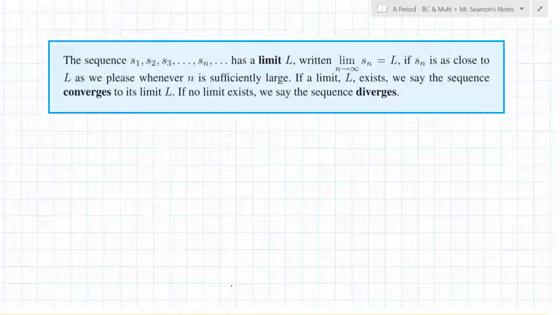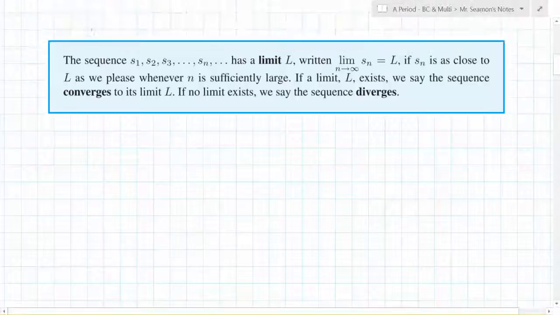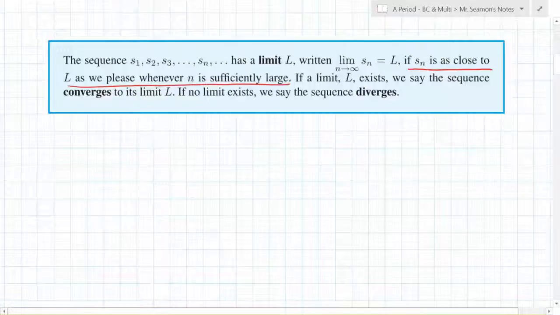The sequence has a limit L written. Can someone read that out loud to me? What does that say right there? Can someone just read this? As n goes to infinity, the limit of Sn equals L. If this is the sentence right here, that's killer. This is the part of the sentence I think that's killer. It is proper, but it's killer. If Sn is as close to L as we please whenever n is sufficiently large. Huh? Here's what that means.